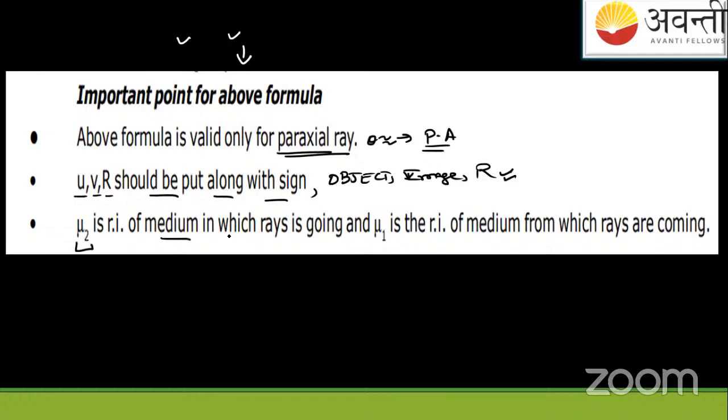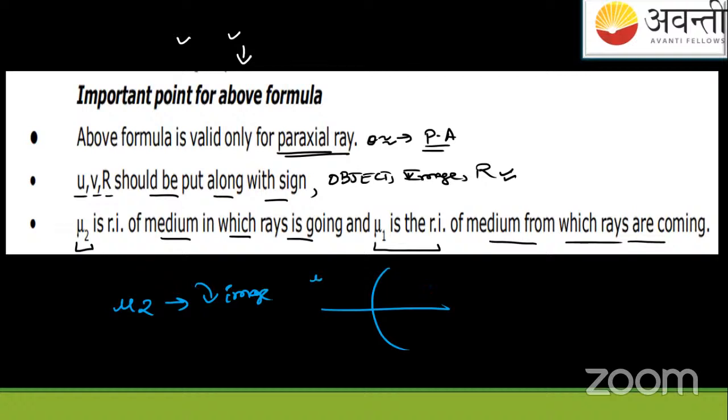Mu2 is the medium in which the rays are going. Mu1 is the medium from which the rays are coming. So we'll say here mu2 is the medium the rays are going into. What does it mean? It means where the image is formed. It's that simple. Mu1, mu2.